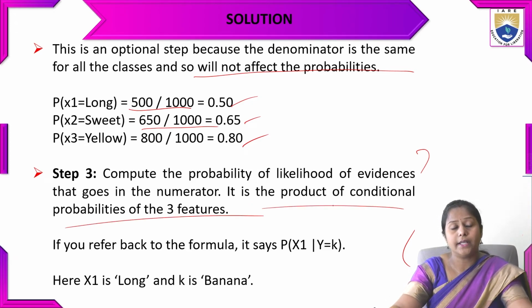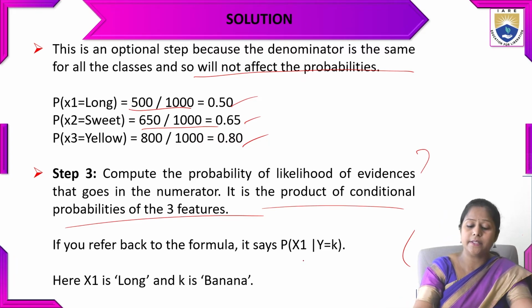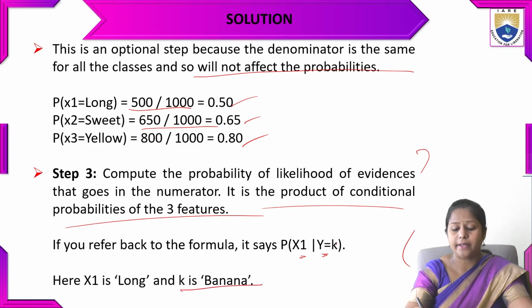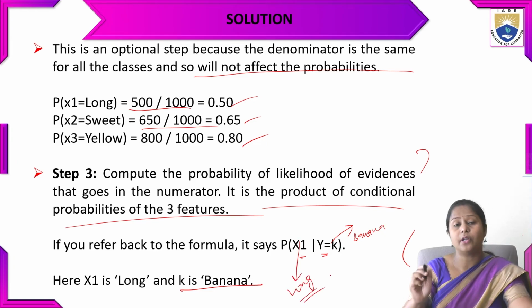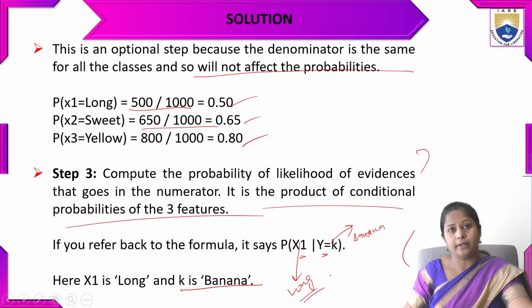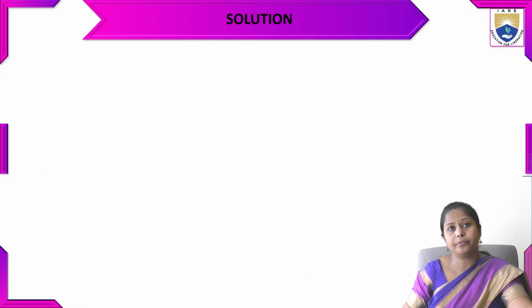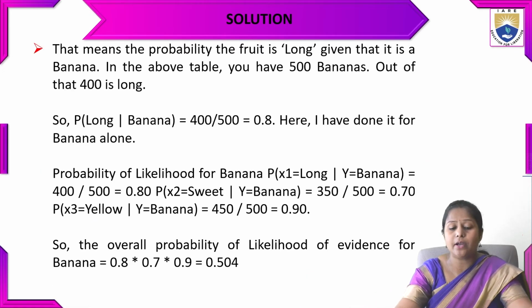So we can refer to the formula. It says P(x given y equals k). Here x1 is equal to long and k is the banana. That will be the banana and that will be the long fruit, right? So now we have to calculate the numerator for that. This means the probability that the fruit is long given that it is a banana.